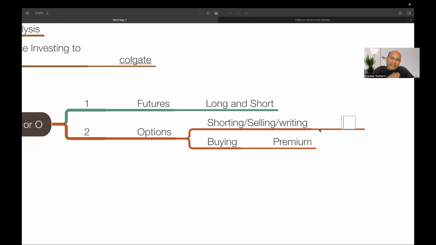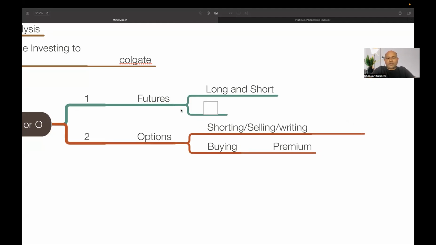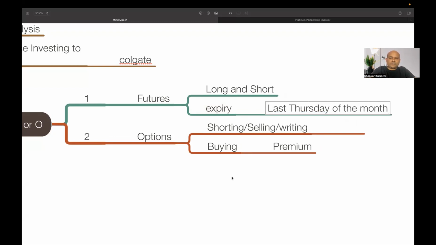Likewise, there will be an expiry date. For futures, if you look at stock futures, all of them have the same expiry date. When is the expiry date? Let me know in the comment box. Last Thursday of the month, sir.